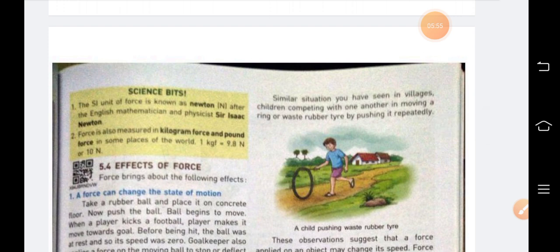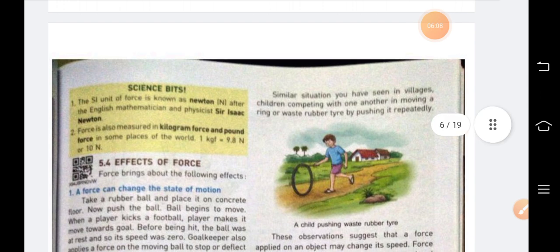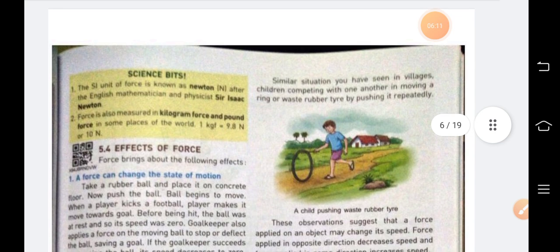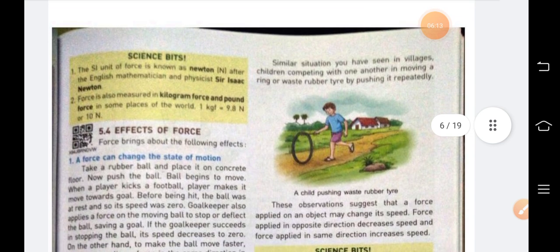Science bits: the SI unit of force is known as Newton, as the physicist Sir Isaac Newton discovered it. And force is also measured in kilogram force and pound force. In some places of the world, 1 kgf, 1 kilogram force, is equal to 9.8 Newton or 10 Newton.